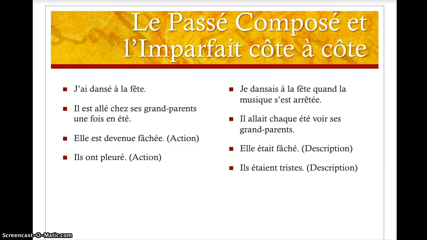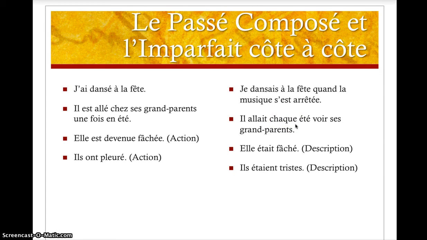Le passé composé et l'imparfait côte à côte. Okay, so here we have j'ai dansé à la fête. I danced at the party. Je dansais à la fête quand la musique s'est arrêtée. Je dansais here is telling us that there's an ongoing action when this passé composé stopped that action. Il est allé chez ses grands-parents une fois en été. He went there only one time. Il allait chaque été voir ses grands-parents. He would go every summer to see his grandparents.